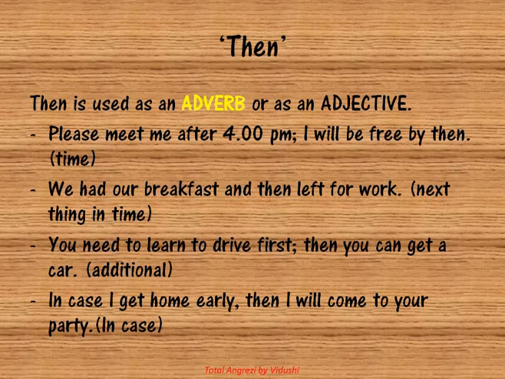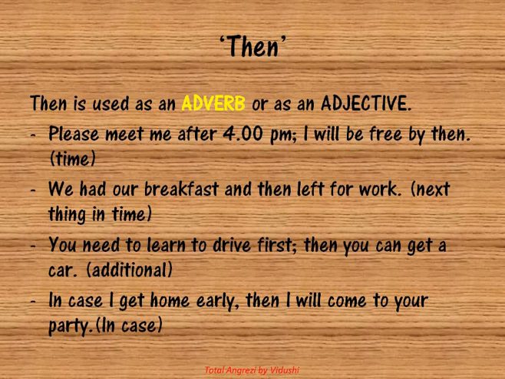You need to learn to drive first, then you can get a car. Here, you're giving additional information to time. That first you learn to drive. In this present period of time, you learn to drive. After that, in the next period of time, then later, you can get a car. Lastly, in case I get home early, then I will come to your party.